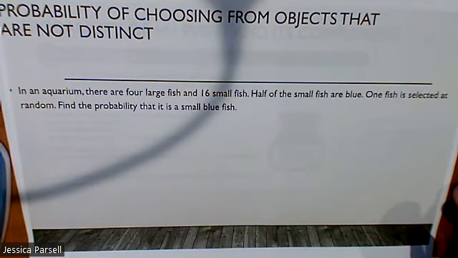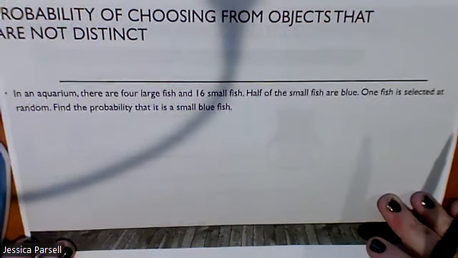In an aquarium, there's 4 large fish and 16 small fish. Half of the fish are blue. One fish is selected at random. Find the probability that it's a small blue fish.